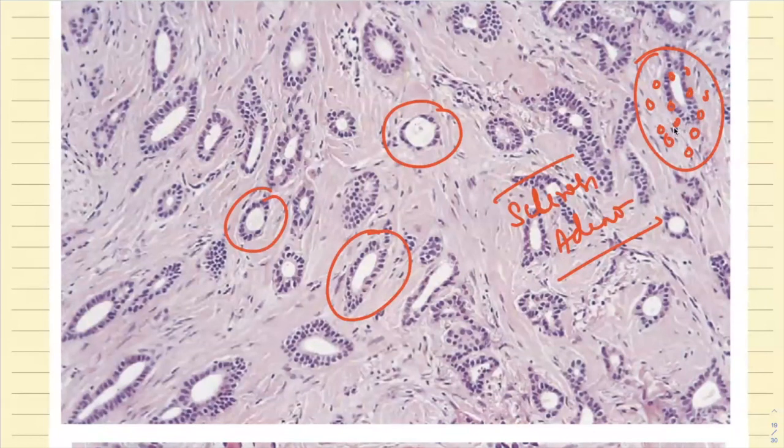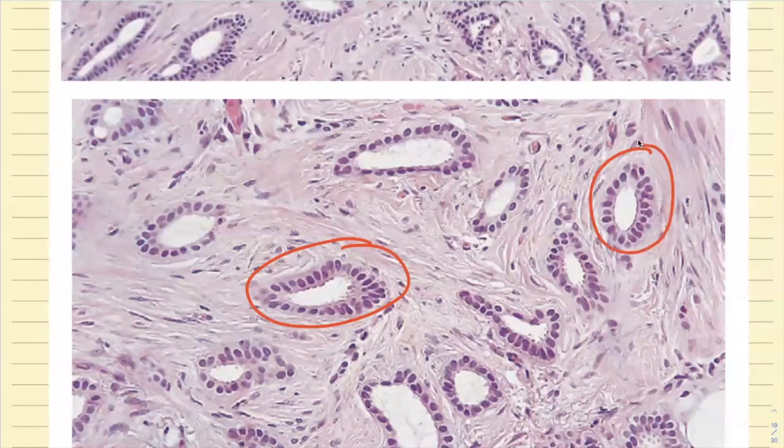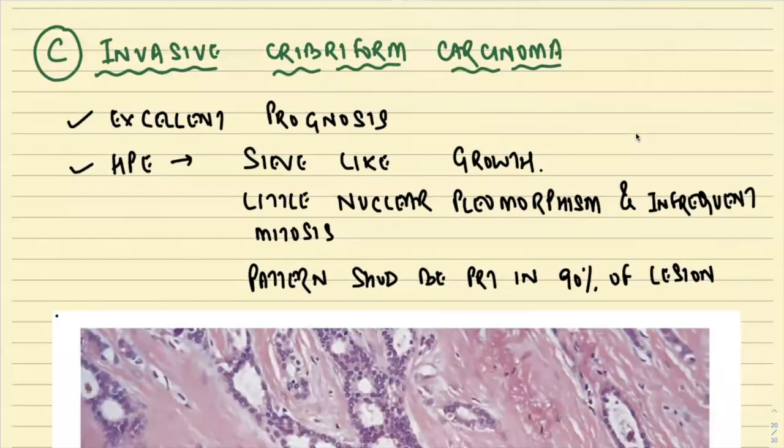So how do I differentiate this from sclerosing adenosis? Very important. If you see over here, they just have a single layer of ductal cells. No myoepithelial cell is present. Can you appreciate any myoepithelial cell? That is not present. So that is differentiating this from that benign entity. Okay, clear to everyone?